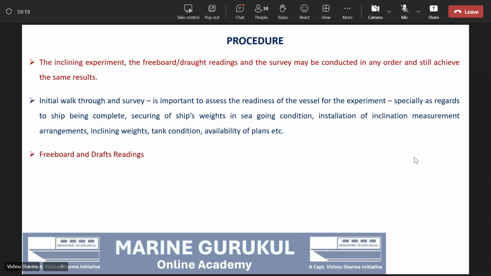Then freeboard and draft readings have to be taken, of course. Seawater temperature and density has to be measured to get the correct displacement of the ship.